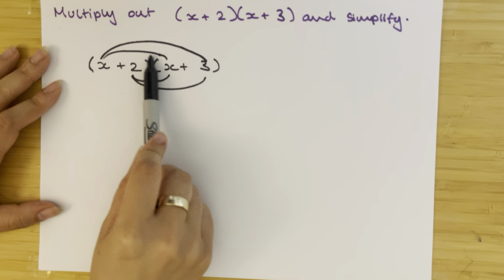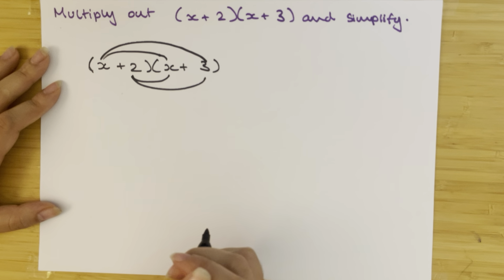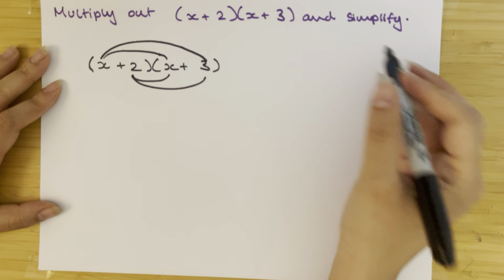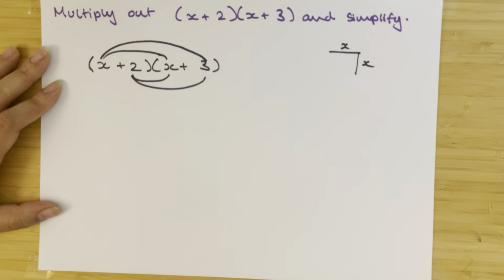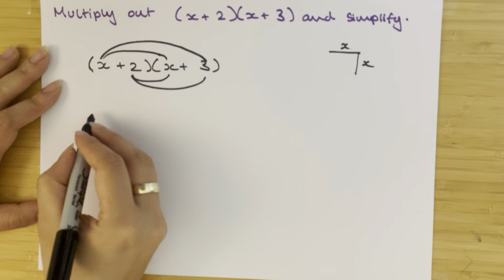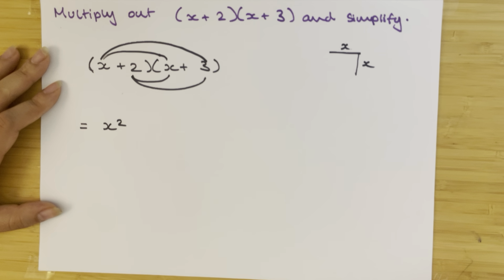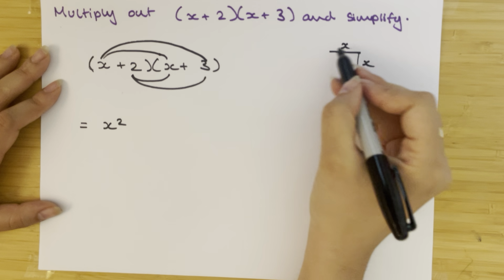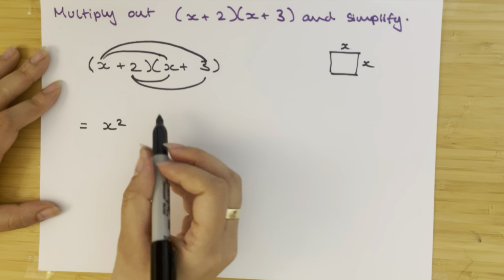So x times by x. That means that it's like multiplying out a square where the dimensions are x times by x. Right, so that means the first one's going to be x squared. That will get you the area of a square with dimensions x and x. So that's where that comes from.